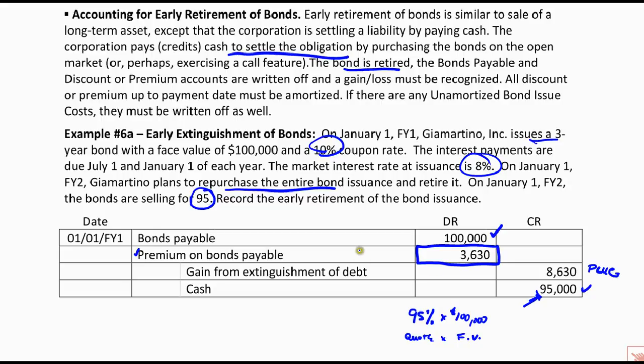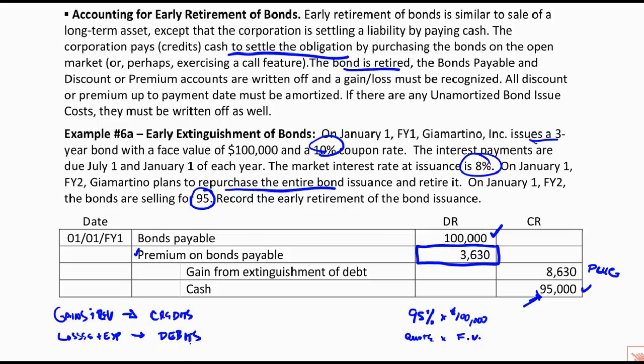If it's a credit, it's a gain. Gains, remember your normal entries. Gains and revenues are credits. Losses and expenses are debits.